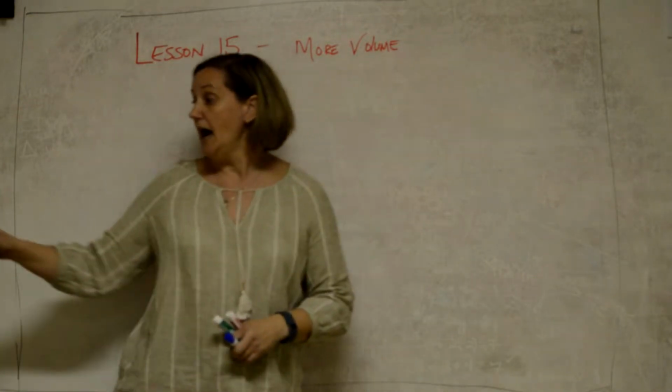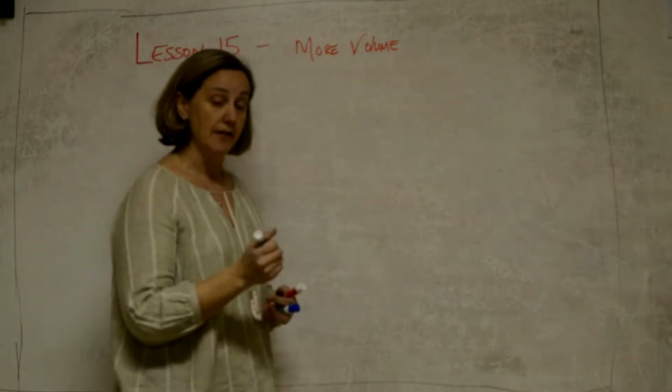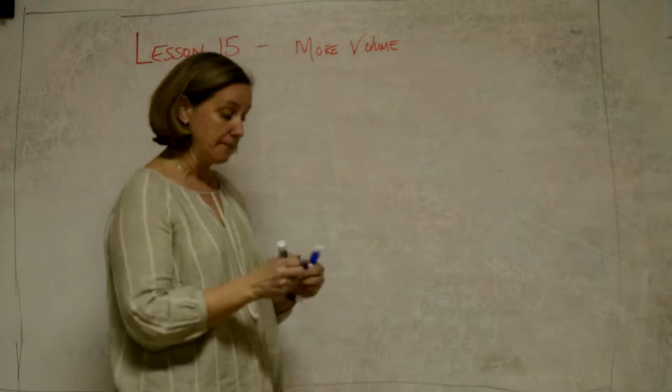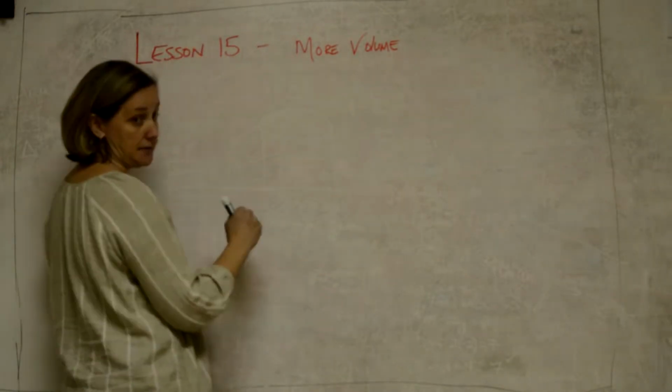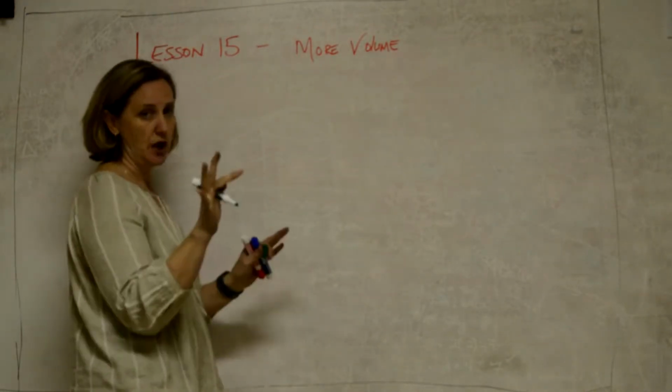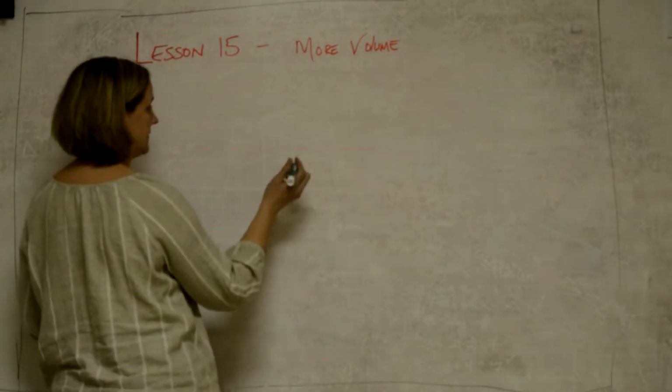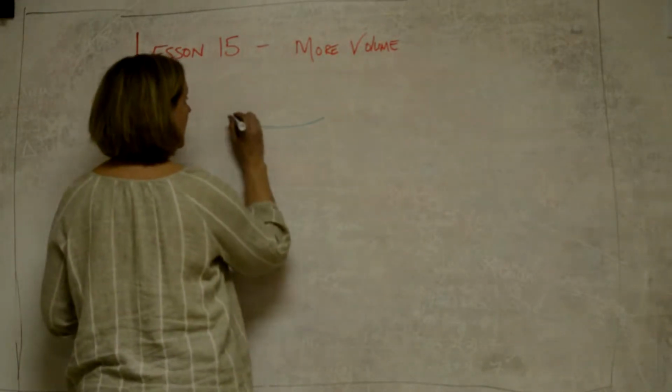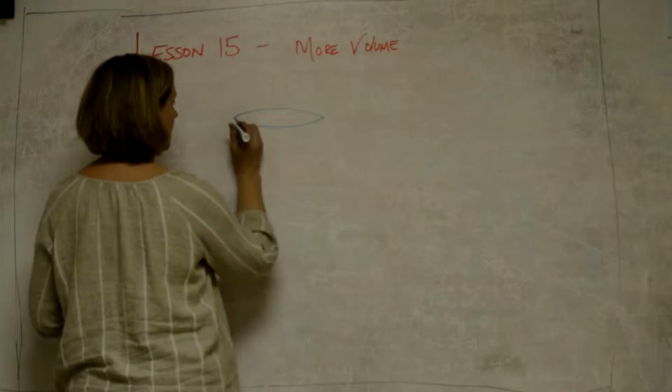The things that do not have bases that are parallel to each other. So let's talk about pyramids. Or you know what, let's do cones, because I think a cone is a little bit easier to see. Let's say that I have a cone.